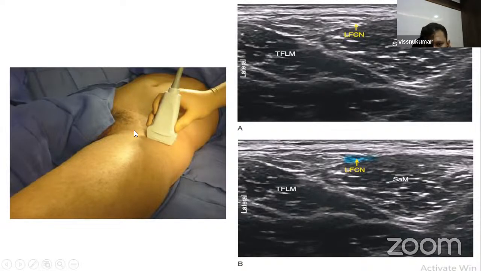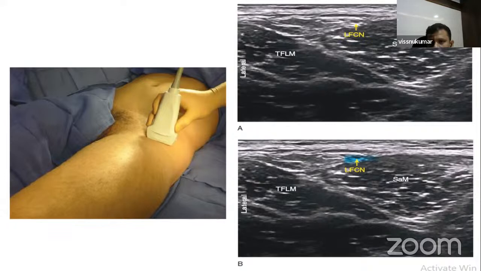You are just going to move the probe laterally, and once you move the probe, you can see the muscle here which is triangular in shape. I told you any muscle which is triangular shape, that is nothing but sartorius. And just this LFCN, as per the literature, 70% it is not visible, and in 50% of the patients, the LFCN nerve is always associated with the lateral femoral cutaneous artery. You can see the palpation.